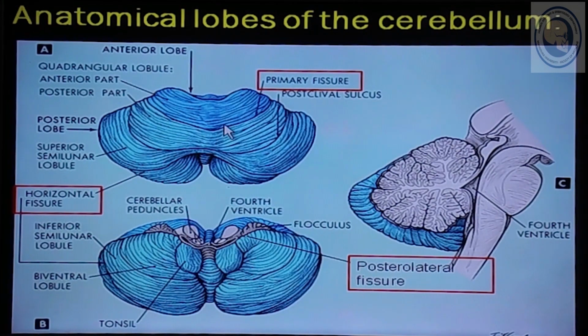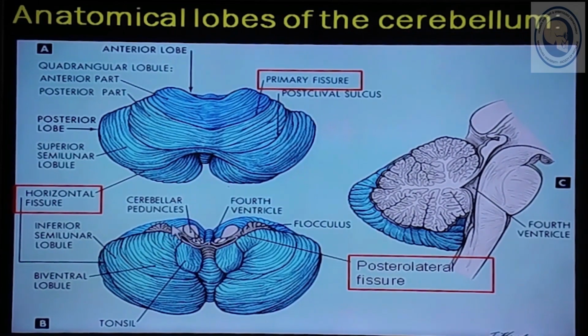The first one is called the anterior loop. The anterior loop is anterior to the primary fissure, while the next loop will be the posterior loop. This is the loop between the primary fissure and the posterolateral fissure. And the last loop will be the folliculonodular loop, which is formed of the nodule and the folliculi. So we have 3 fissures: one separating the superior from the inferior surface, another one runs on the superior surface, and the last one runs on the inferior surface.